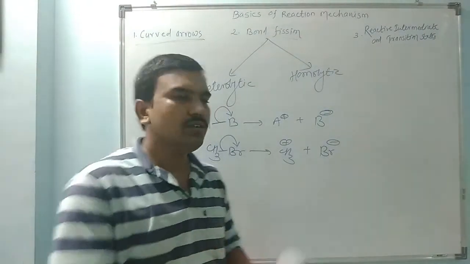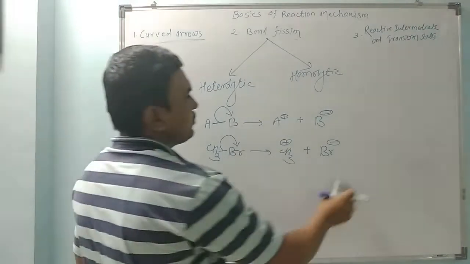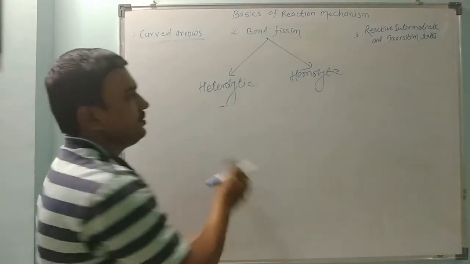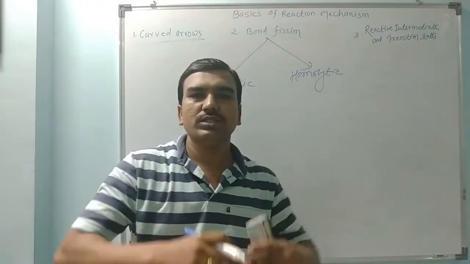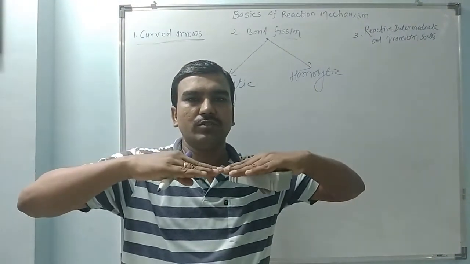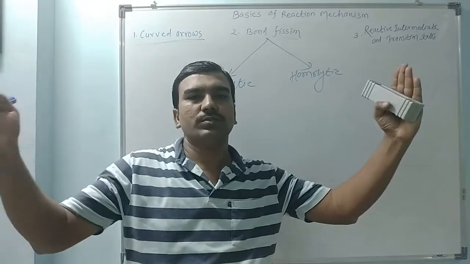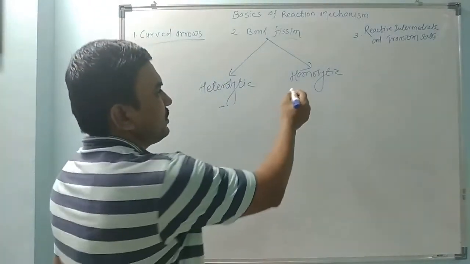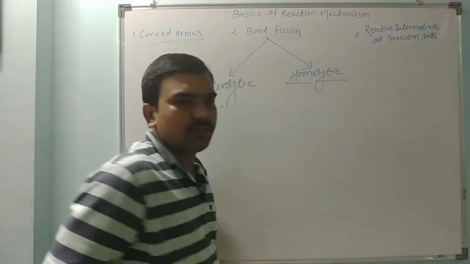It may be a cation or an anion. And in case of homolytic bond fission, the bond cleaves symmetrically. Both the electrons of the bond go to both the bonded atoms. One goes to one atom, the other goes to the other atom. Homolytic bond fission is symmetric bond cleavage.